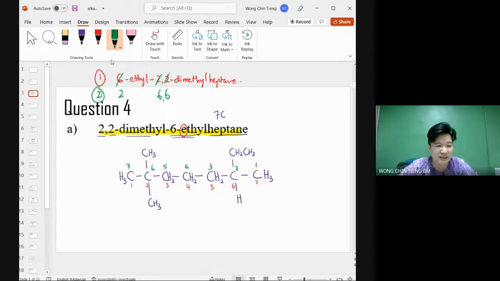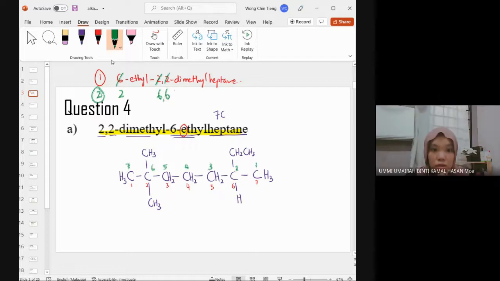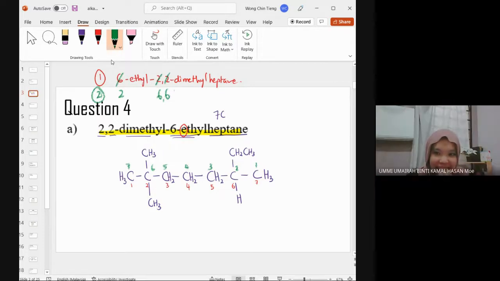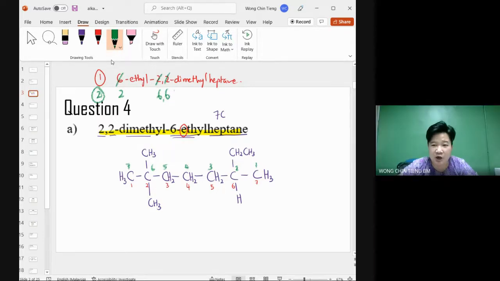Umi, lukis balik tak? Lukis. Okay, lukis balik. Okay, tak apa. Apa yang Umi cakap semua betul, tapi it's not the most correct thing that I want. What is the most correct thing? What is the biggest problem? Carbon panjang.